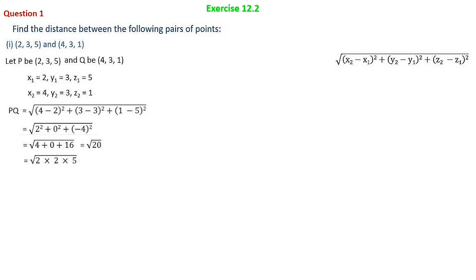Factorization is just the way we are doing: we take 20 and divide first with 2, which gives 10, and then divide with 2 again to get 5. Even if you go with mental calculation, it's not an issue. So 2 into 2 into 5. In these two 2's, when we take the square root, one 2 will come out. So that is 2 into root 5, since only root 5 is left inside. So 2 root 5 units is the length of PQ.